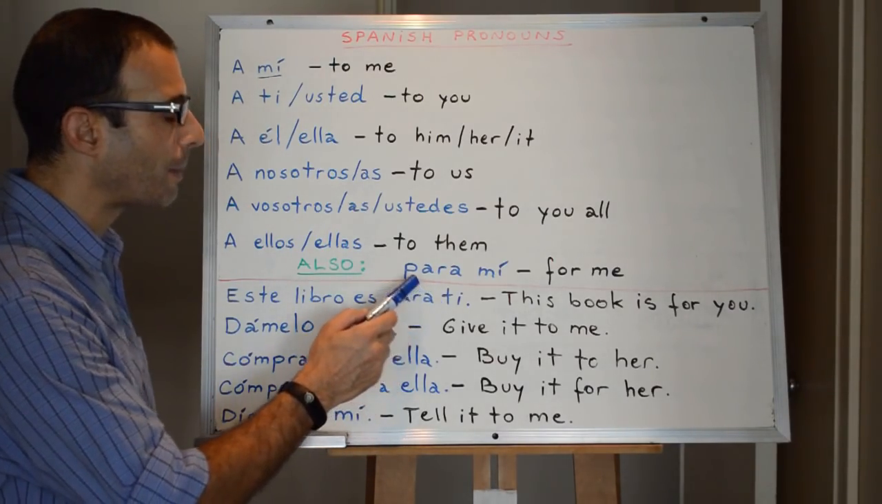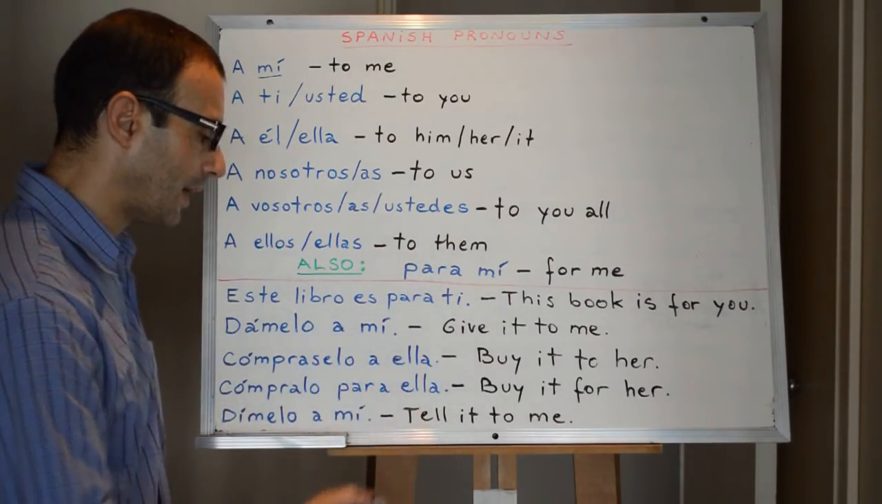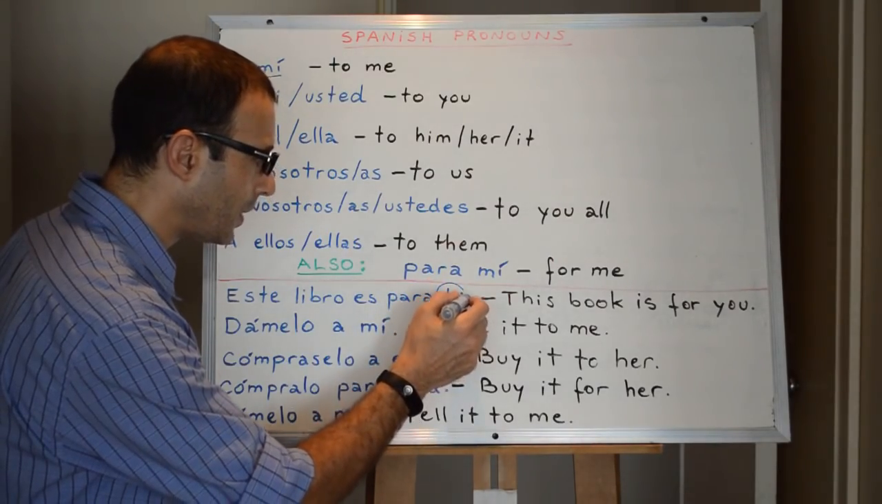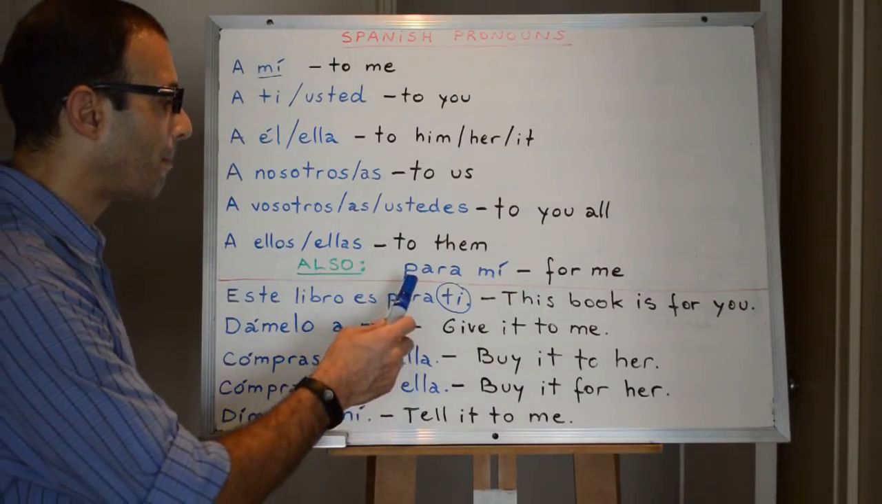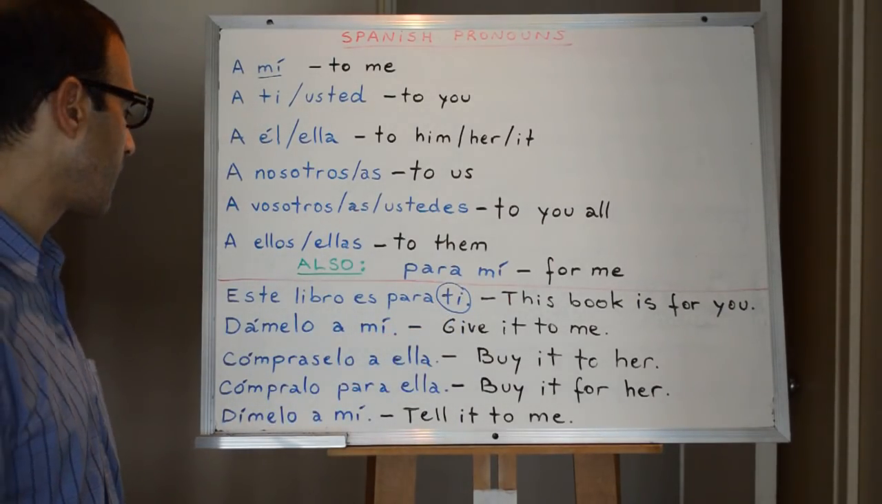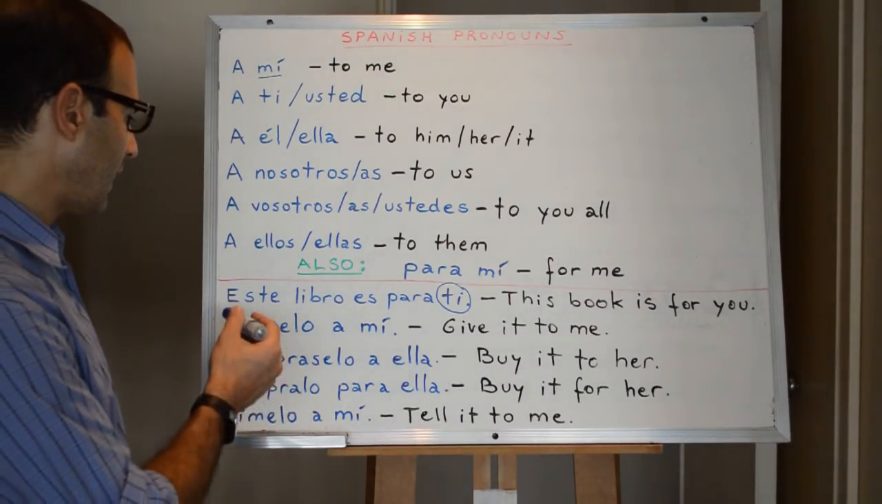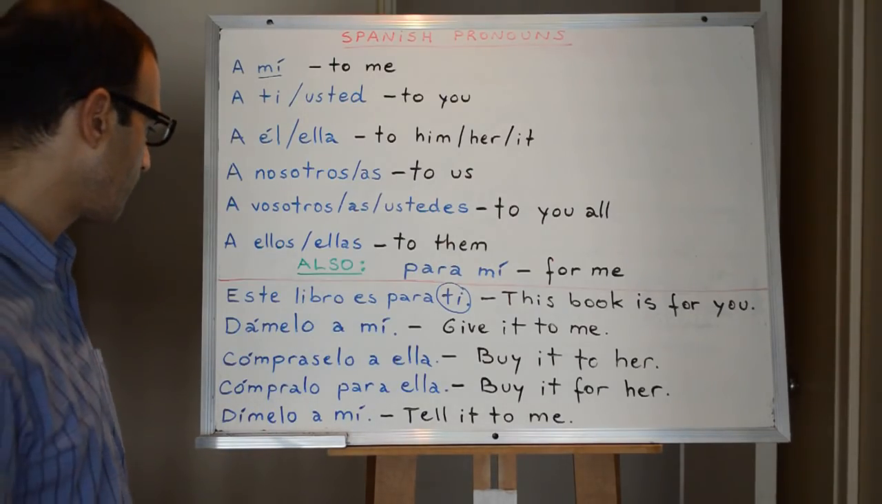Para, remember, is a preposition for. So, again, I'm repeating this once and again. We never say para tú, right? We say para ti. Dámelo, which means give it to me. Dámelo a mí. Give it to me, right?